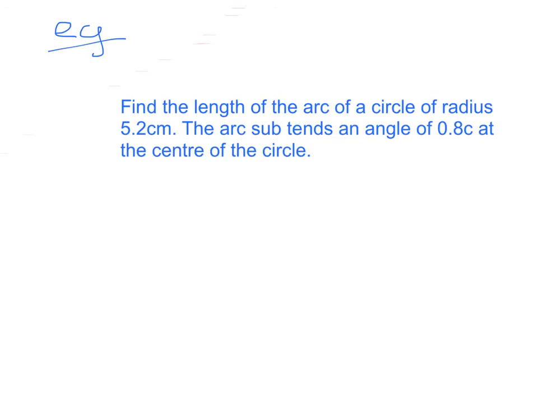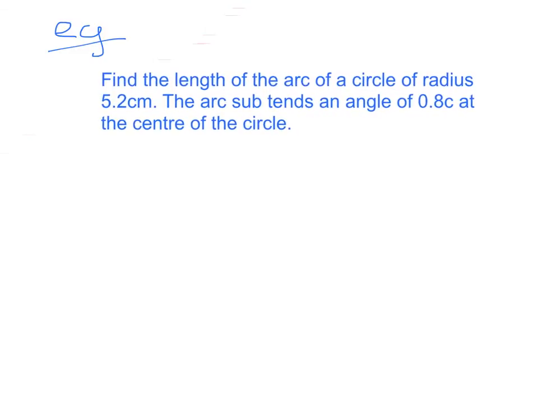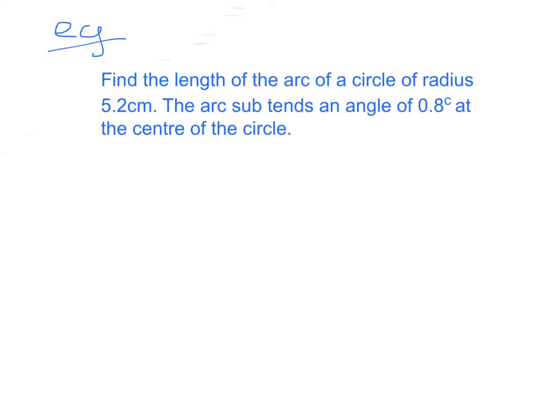Okay, here's a question that I've just put in. Find the length of the arc of a circle of radius 5.2 centimetres. The arc subtends an angle of 0.8 radians at the centre of the circle. The first thing I'd like to do is just give this a little bit of context.